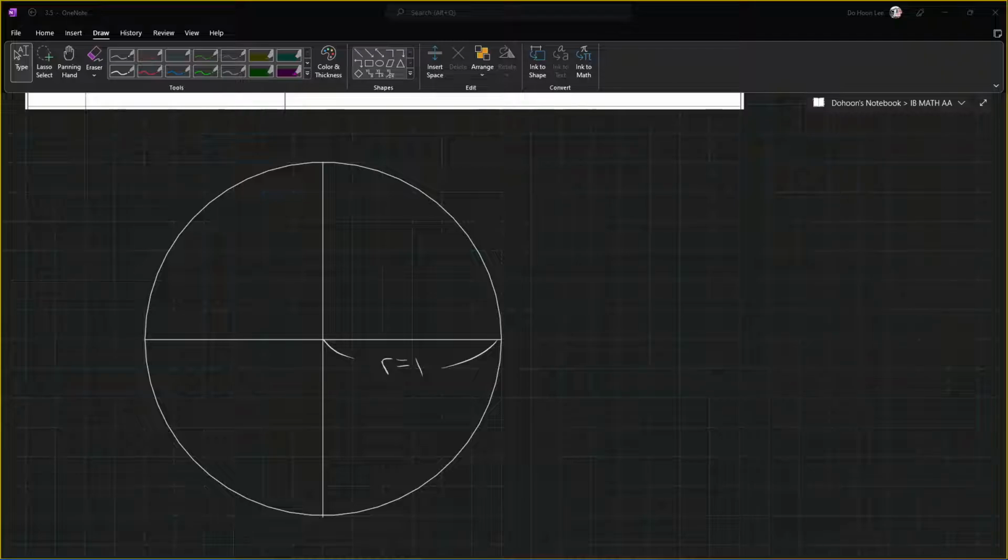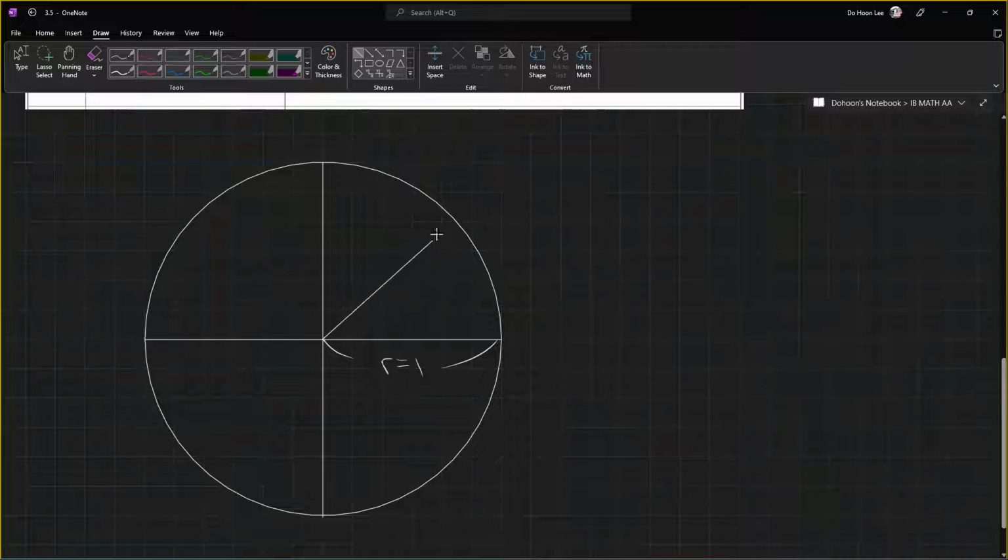Simple enough, right? Then let's identify one angle, theta, where the line is theta angle away from the positive x-axis. Then we can identify the coordinate of the point at the end of the line.